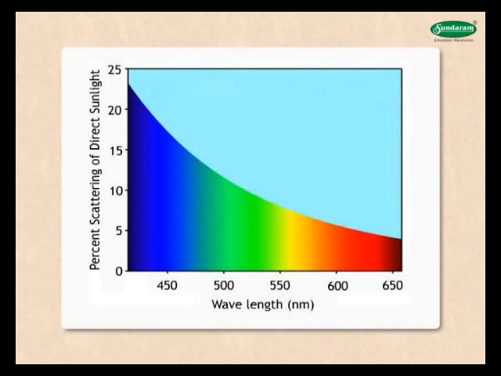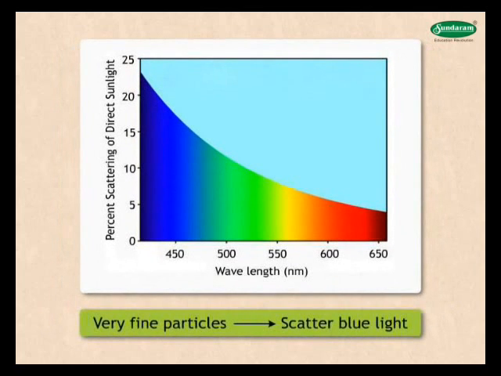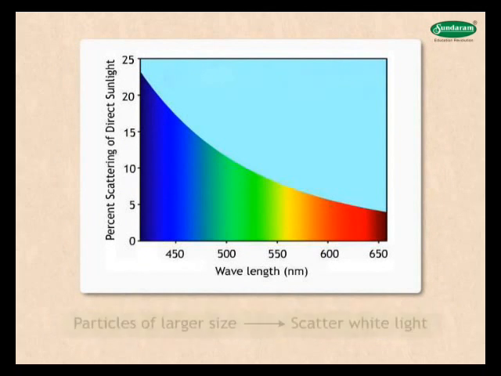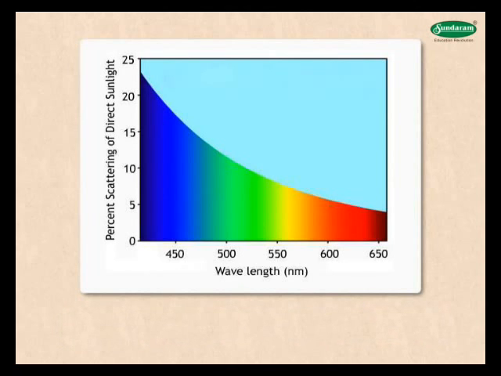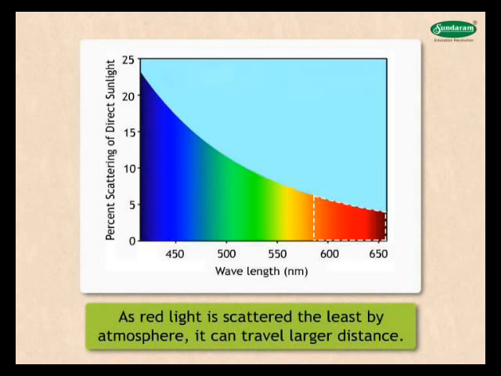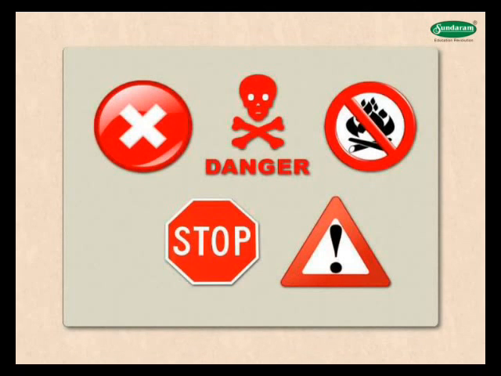The size of scattering particles plays an important role related to the color of scattered light. Very fine particles mainly scatter blue light. Particles of large enough size can scatter white light also. In the visible range of light, maximum scattering of blue light and the least scattering of red light takes place. As red light is scattered the least by the atmosphere, it can travel a larger distance. Hence, danger signals are red-colored.